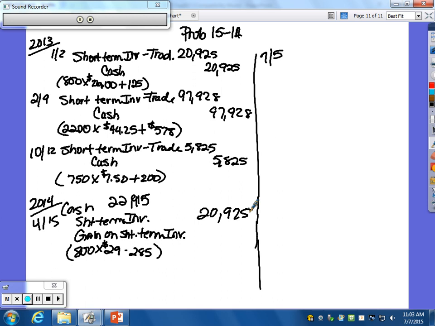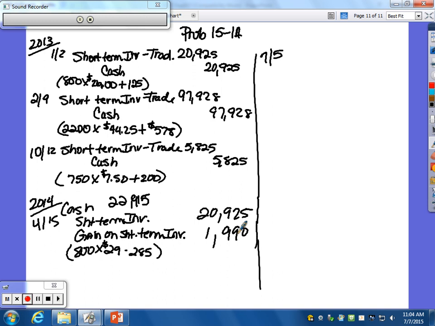What's the gain? Can we finally move on to this one? Yes, sir. The same journal entry, or is it a gain or a loss? You paid $7.50. You're selling it for $10.25. Gain or loss? Gain.